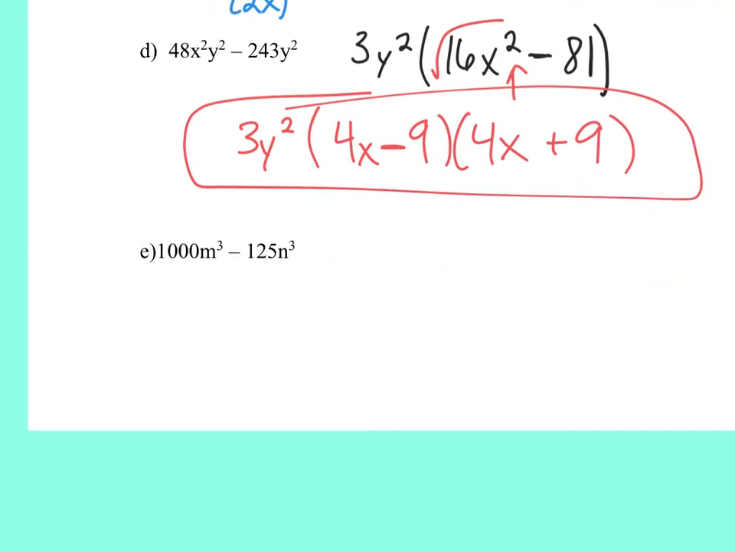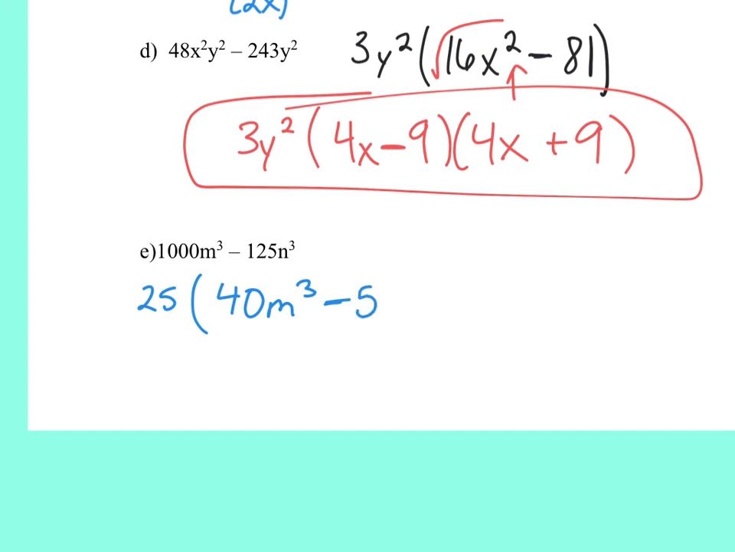Okay, so GCF between 1,000 m to the third and negative 125 n to the third. We start with just the numbers, 1,000 and 125. Anything that will go into both? 25, okay. And what's going to be left? 40. Did m to the third and n to the third have anything in common? We forgot to check that. Yes or no? No, because they're not the same variable, right? Okay, cool. So 40m to the third is what's left, minus what?